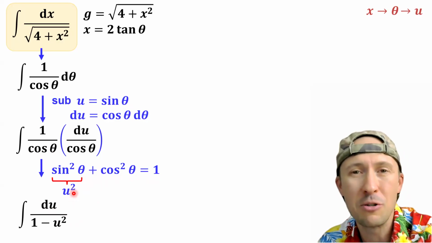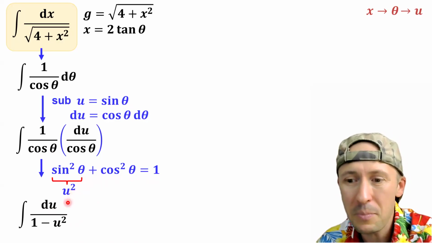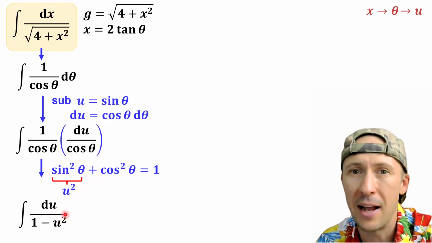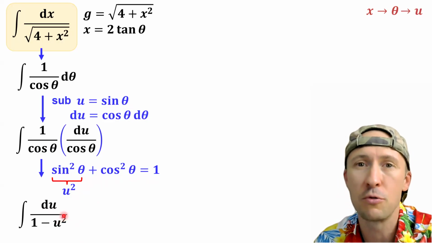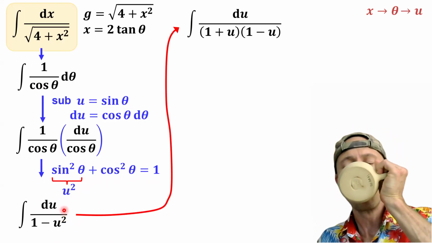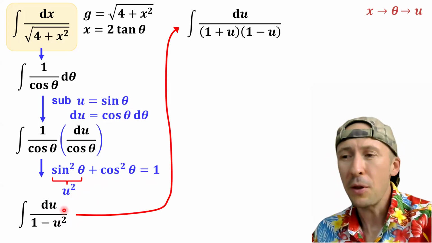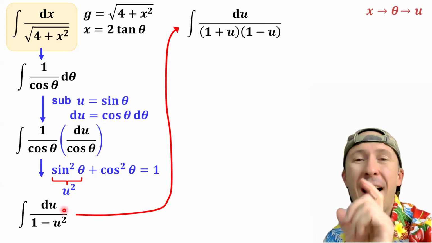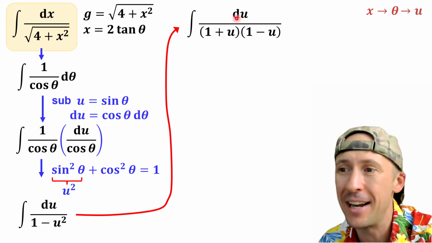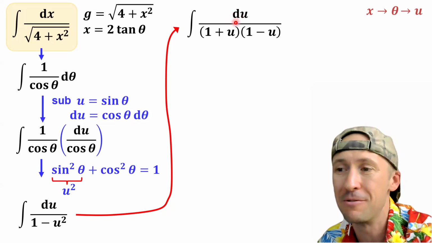Now, it looks like we traded one problem for another. But this 1 over 1 minus u squared is actually not too bad. We can do this using partial fractions because it's a difference of squares. If you haven't seen partial fractions before, I'll go through it step by step, don't worry. But if you had, obviously this should look really familiar.